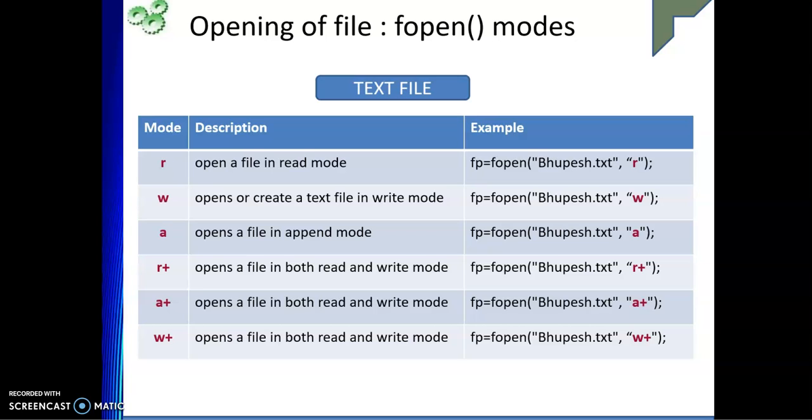Let us see this for a text file. We have the mode r, which is used to open a file in the read mode. w is for the write mode.